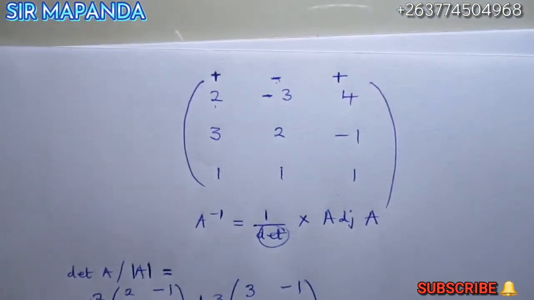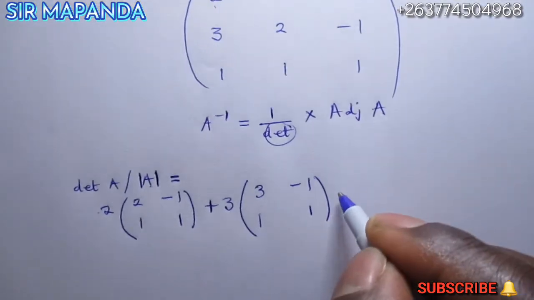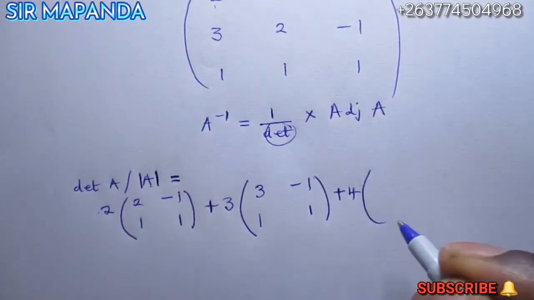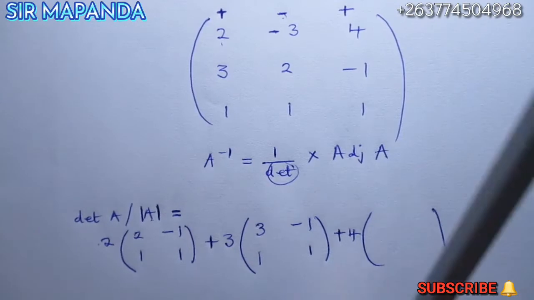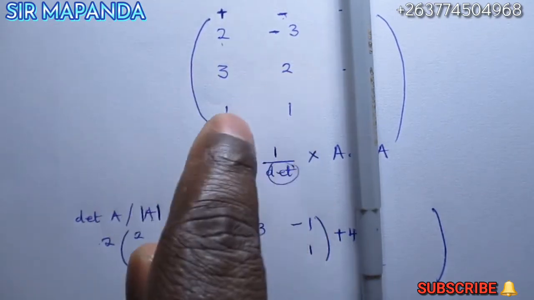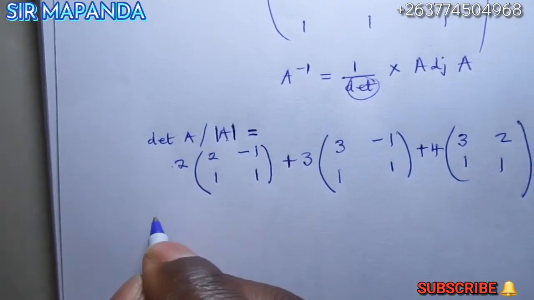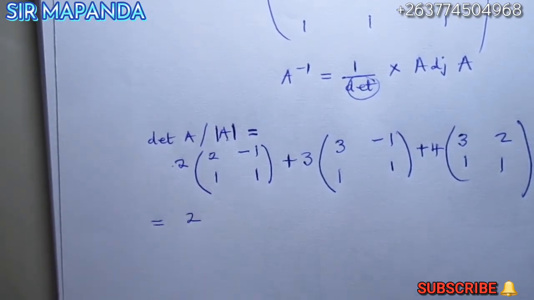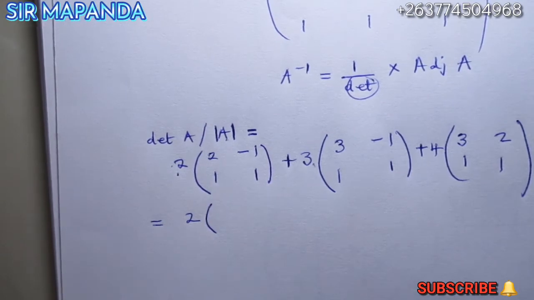Then lastly, we have plus 4. So I'm going to write here plus 4, put open bracket, close bracket. Identify the 4 numbers in the second row and third row which are not aligned to that 4. We have 3, 2, 1, 1. So after that, those scalar numbers which are 2, 3, and 4 are going to be multiplied, right, by the determinant of the matrix in front. I hope you are following, class, right?